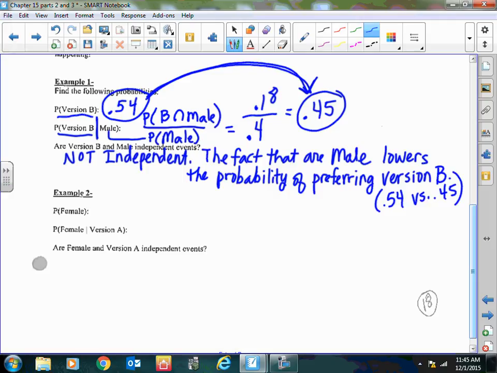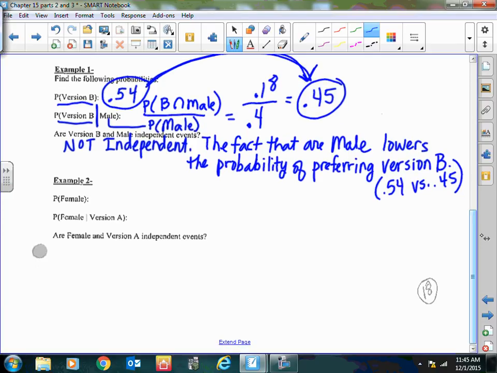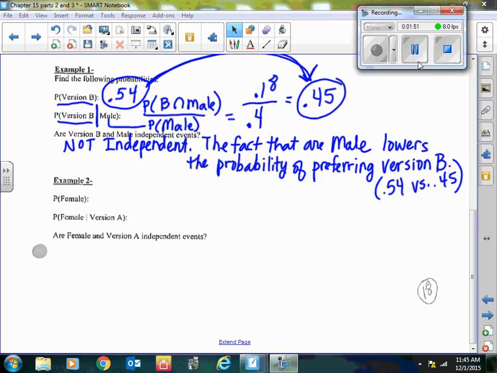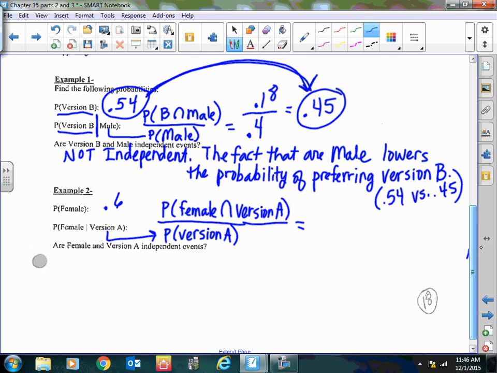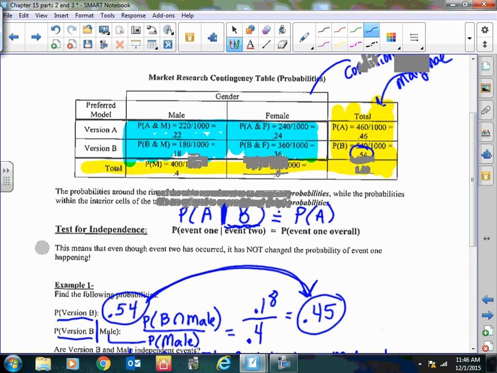All right, let me give you a moment to do example 2. See if you can fill that in. See if female and version A are independent events. Okay, let's go ahead and check your numbers. Let me see how you're doing so far. Overall, what's the rate of females? 0.6, okay? So the marginal for females is 0.6.